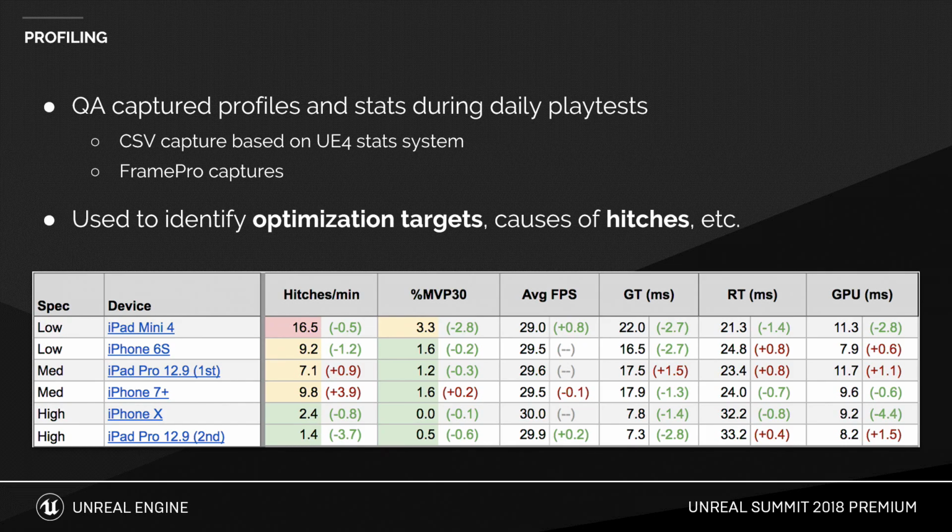The advantage of Frame Pro is it's extremely lightweight, so we were able to run it pretty much the whole time that people were playing the game, and at the end we'd get a 20 or 30-minute capture and could look at the Frame Pro data to look for particular frames that were slow, and we could work out what was causing those.